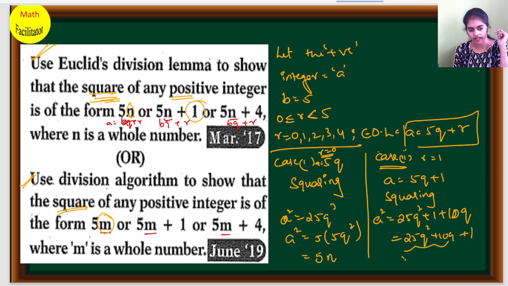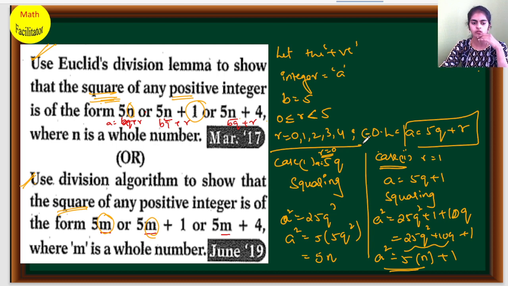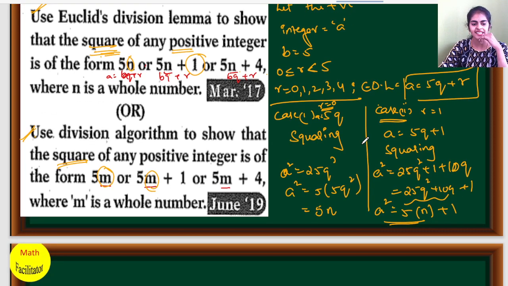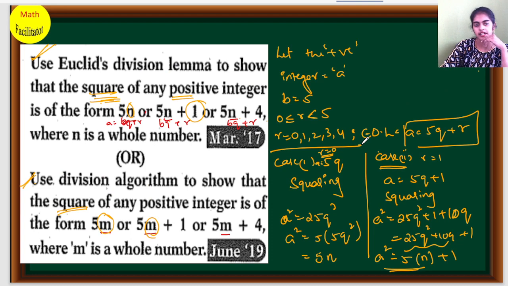Now here you can take 5 common and write the remaining things as n, and you will have 1. So the square of any positive integer is of the form 5n plus 1. For the next question, you will take it as m. The remaining cases I want you all to do. If you get any number greater than 5.